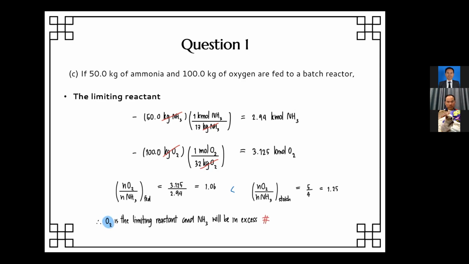So the ratio we get is 1.06, which is less than 1.25, the stoichiometric ratio from part A. So oxygen is the limiting reactant and ammonia is in excess.